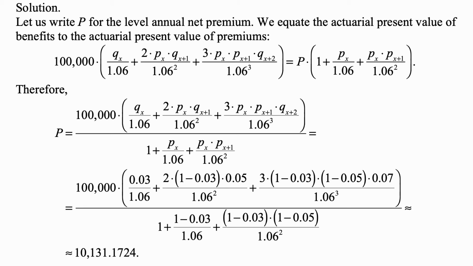And every single one of these values on the right-hand side is in the table, either directly, as q_x being 0.03, or indirectly, but almost immediately seen, as p_x is equal to 1 minus 0.03, for example. So we plug them all in, and we do the calculation, and this comes out to be about 10,131.1724.